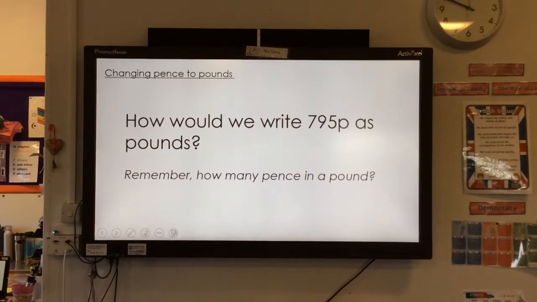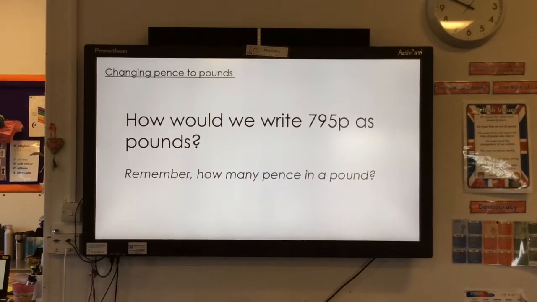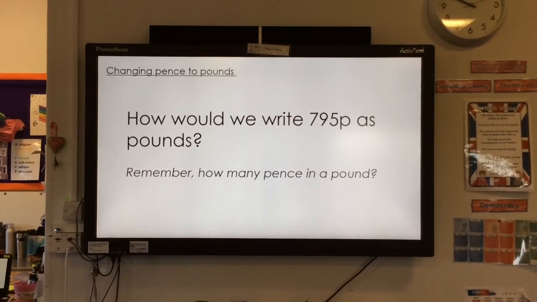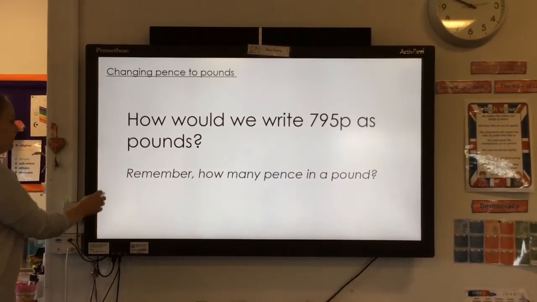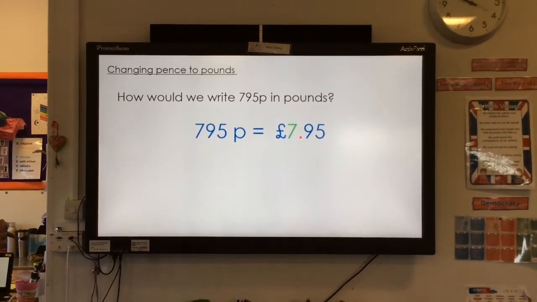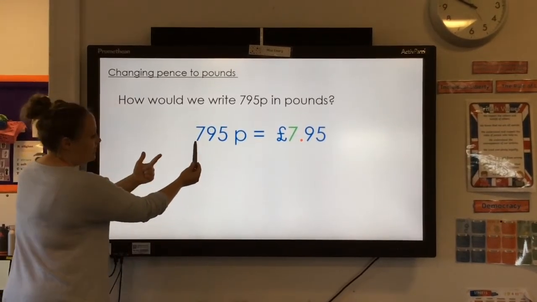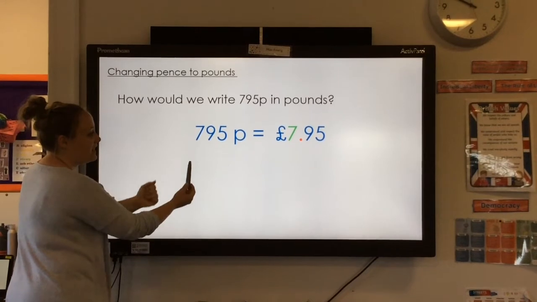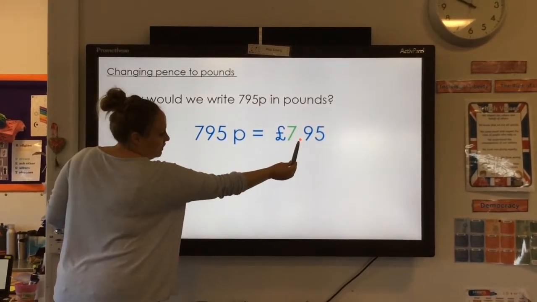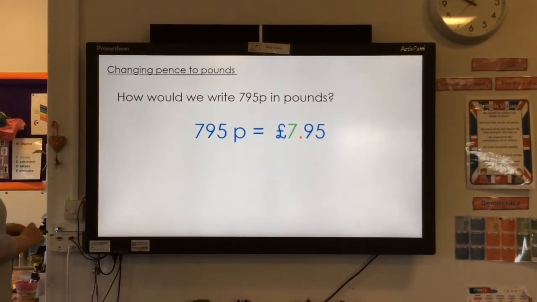How would you write 795 pence as pounds? Think about how many whole pounds you've got and how many part pennies you've got, and have a go. So if you've got 795 pence, you've got 7 whole pounds, because you've got 100, 200, 300, 400, 500, 600, 700. So you've got 7 whole pounds, your dot for whole pounds and pence, and then 95 pence. Very well done if you got that one right.